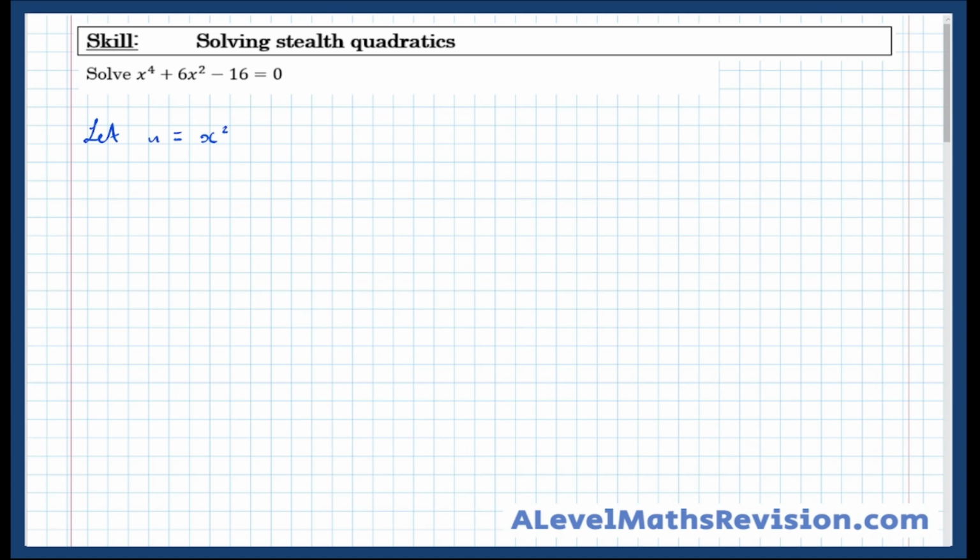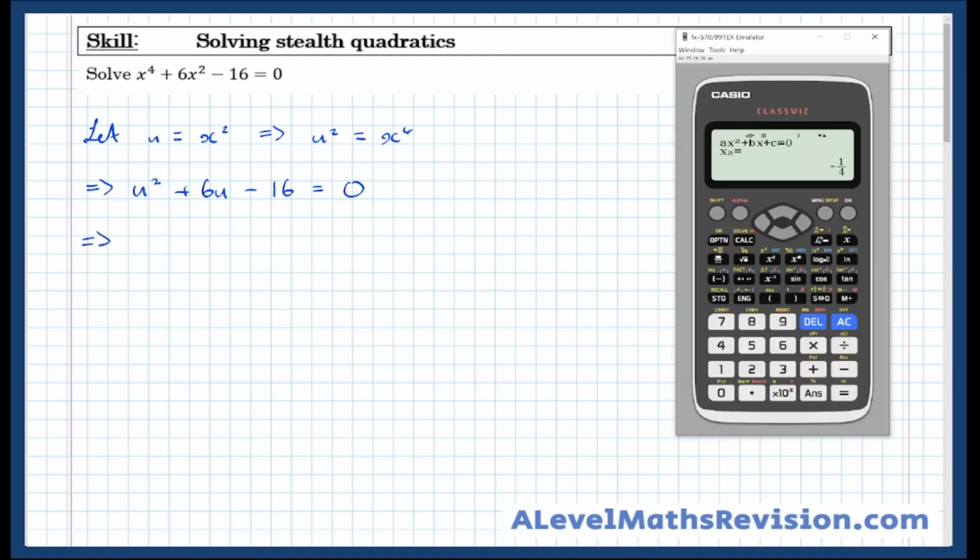So if u equals x squared, that means that u squared is going to be x to the power of 4, i.e. x squared squared, which is x to the power of 4. So now we've got everything we need to reveal the quadratic hidden within this equation. So we've got x to the 4, which we identified as being u squared, plus 6x squared, well we know x squared is u, minus 16 equals 0. So now we'll go about solving that equation.